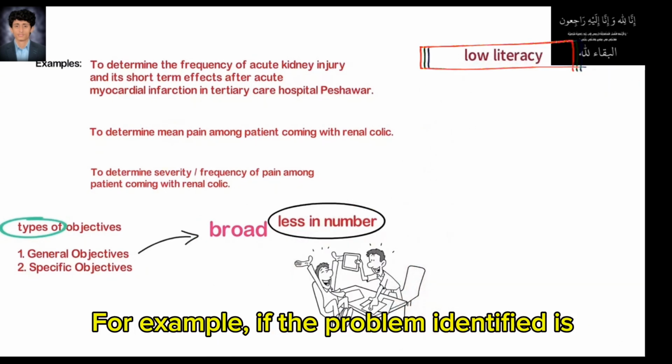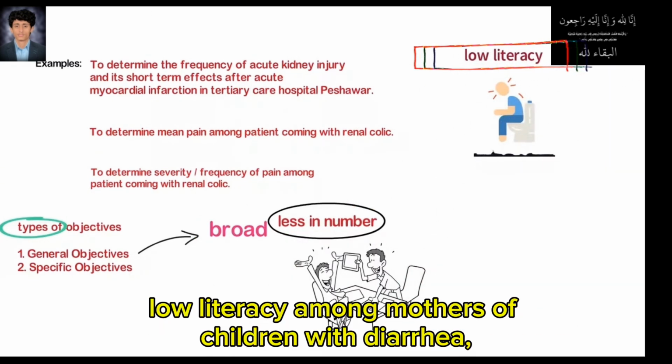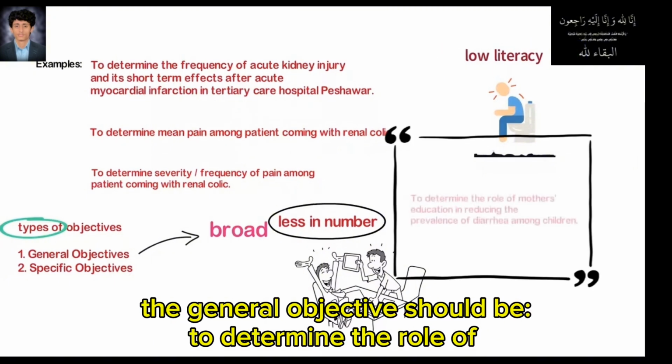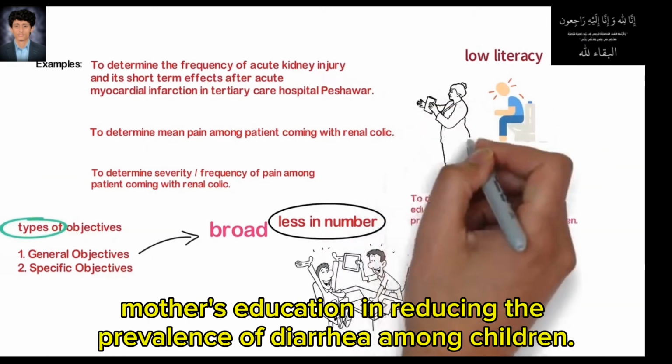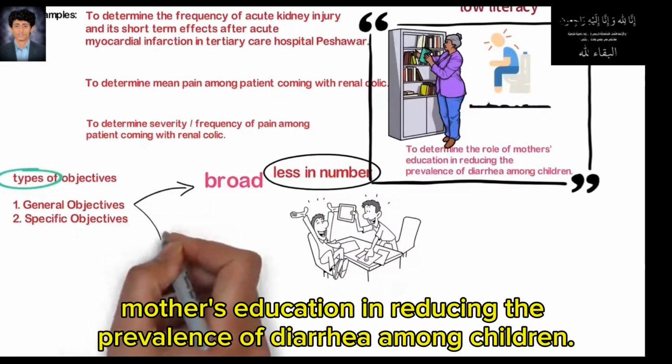For example, if the problem identified is low literacy among mothers of children with diarrhea, the general objective should be to determine the role of mothers' education in reducing the prevalence of diarrhea among children.